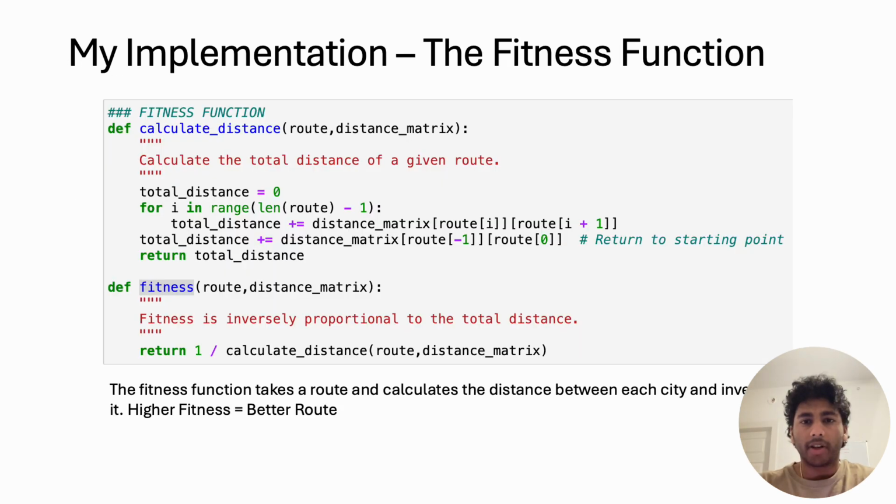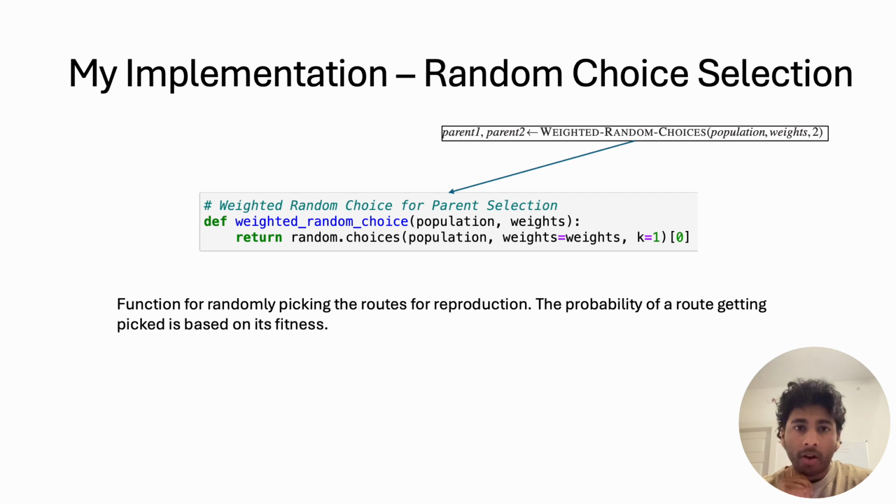The fitness function calculates the total distance traveled in a route and returns the inverse. Higher fitness means a shorter route. The random choice function selects a random choice from the population. Routes with better fitness have a higher chance of being picked.